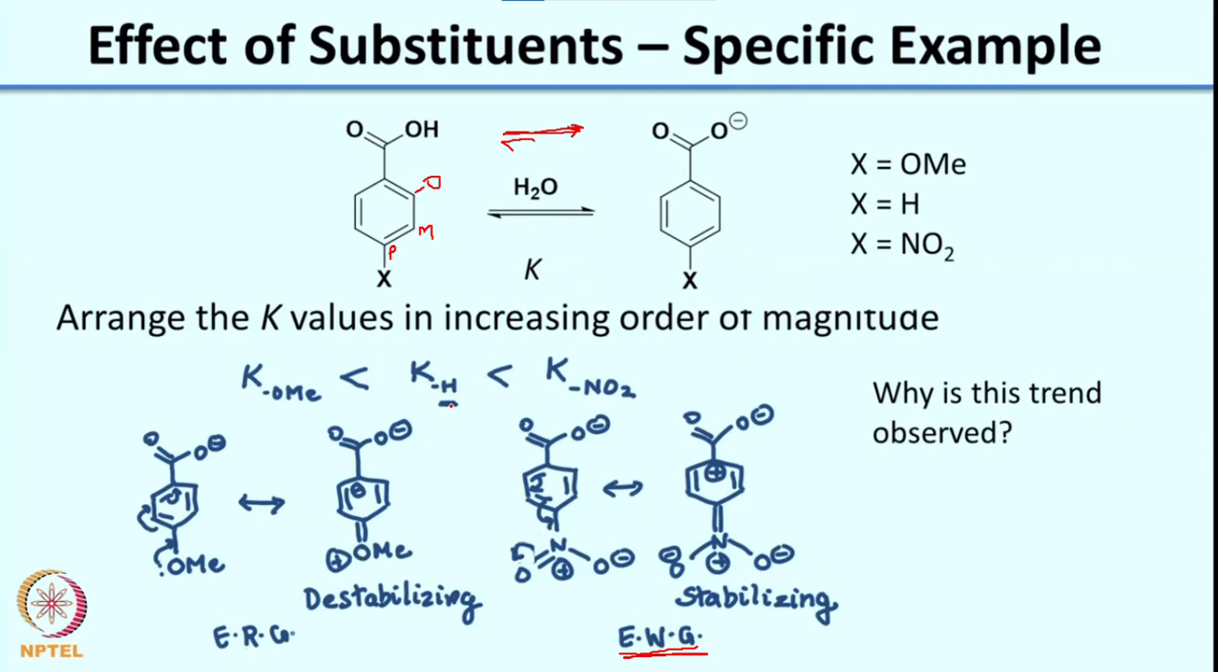Whereas in case of an electron rich group, the equilibrium will shift to this side, and in case of H, it will remain as it is. Correct. So this is a trend. K value change: when the substituent NO2 is present, the K will be higher, and K for OMe will be lowest in this case. Correct.